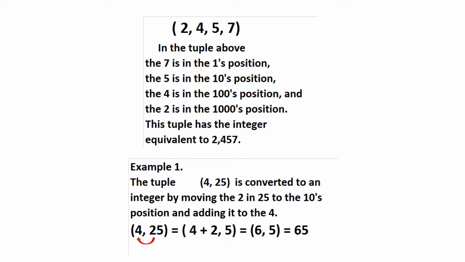In example 1, the tuple 4, 25. 25 is in the ones position and 4 is in the tens position. To convert this to an integer, we simply move the 2 in the 25 to the 4, added to the 4, that becomes 6. And so the tuple 4, 25 is converted to 65.